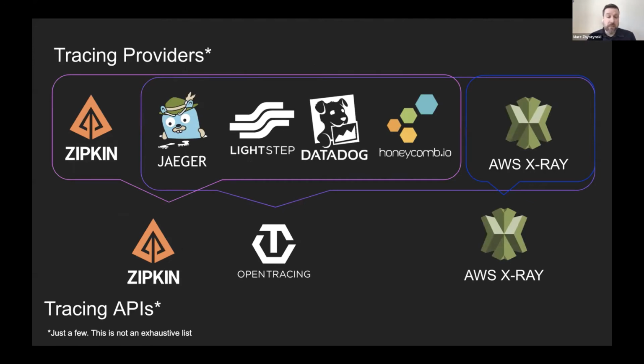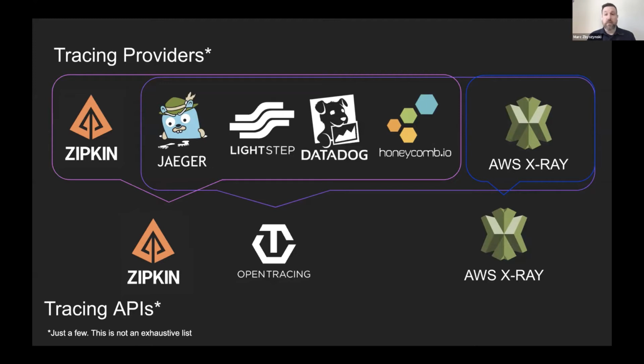So we first looked at a couple different tracing APIs and tracing providers. And this was about a year ago. It was before OpenTelemetry was announced. So OpenTracing was one of the projects that went into OpenTelemetry. You can see here, there's a bunch of providers. This is not an exhaustive list. This is just a couple that we looked at. And at least in the Java world, there didn't seem to be too much difference between the Zipkin API or the OpenTracing API in terms of support. We also did look at Amazon X-Ray.